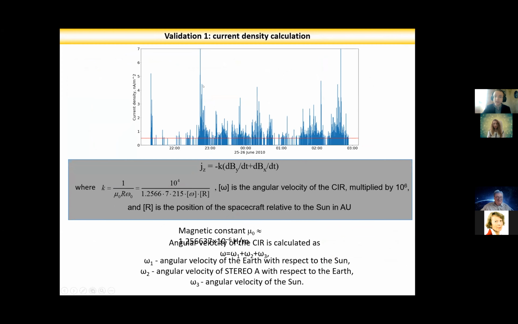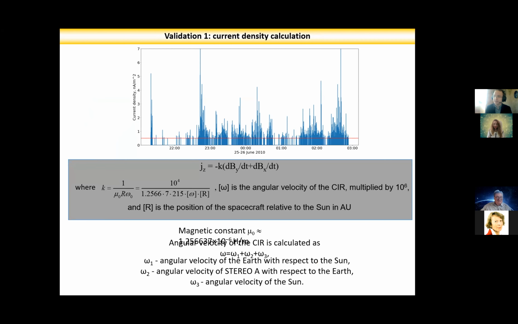Now let's talk about validation. We calculated current density using the formula on the screen, with the magnetic constants being obscured a bit by the text, but I'm pretty sure that is not some forbidden knowledge, which is readily available online if anyone is interested.